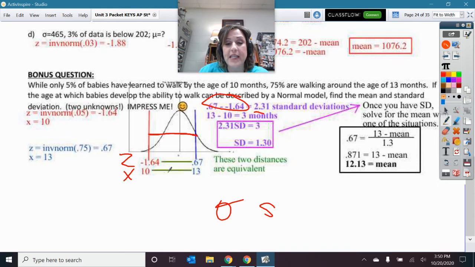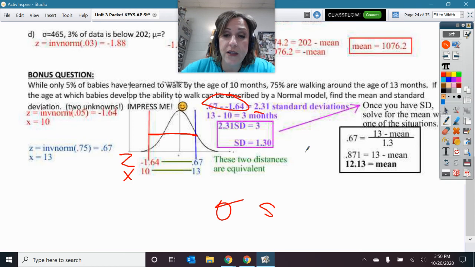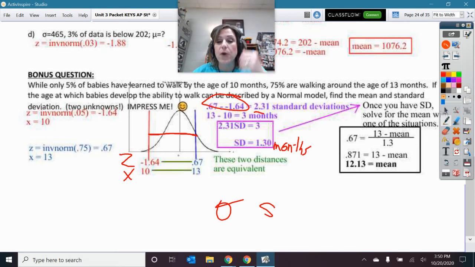Now, the distance, of course, in X values, 13 minus 10 is 3 months. Okay, so 2.31 standard deviations equals 3 months. And I solve, and that means a standard deviation is 1.3 months wide. Those are months. Okay? So there is my standard deviation.